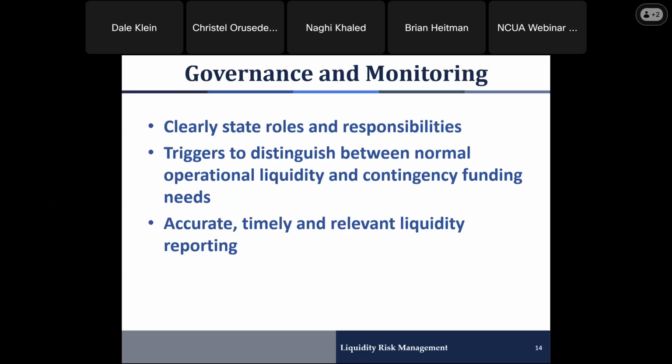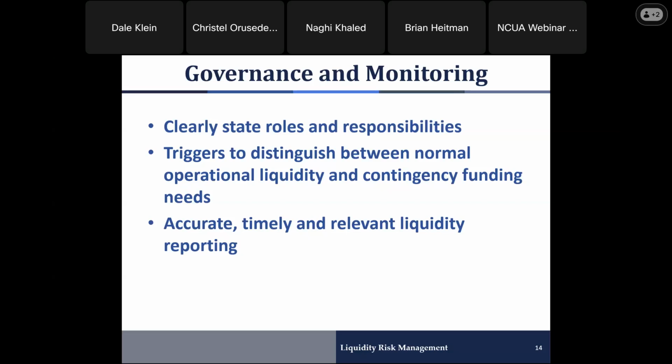First, as with all governance policies, it is a must to clearly state roles and responsibilities for managing liquidity risk. This includes identifying key personnel, monitoring liquidity metrics, assessing funding needs, and implementing contingency plans. The policy should clearly state the authority to make decisions and act within various roles, the triggers requiring higher levels of escalation, and bright lines between normal operating liquidity and contingency funding. By clearly defining roles and responsibilities, credit unions can ensure adequate oversight and accountability in liquidity risk management.